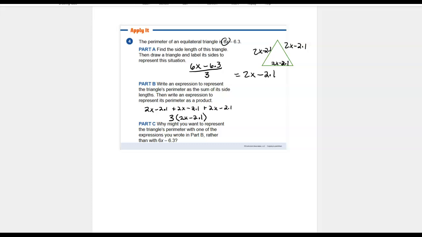And why might you want to represent the triangle's perimeter with one of the expressions we wrote in part B rather than the whole 6x minus 6.3? Well, that information from part B, right, one of the expressions we wrote in part B, gives us the side length, right? You might be in a situation where instead of wanting the whole perimeter of the shape, you just want the side length of the shape. Right? Please close your computer, do the exit ticket, and move on to the next one.